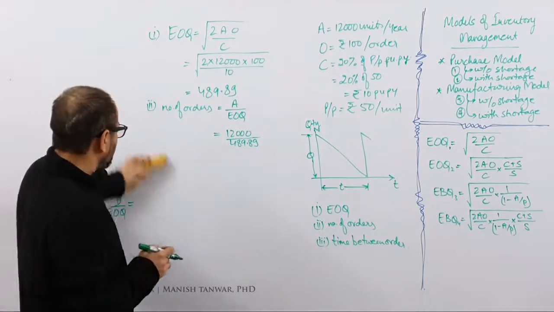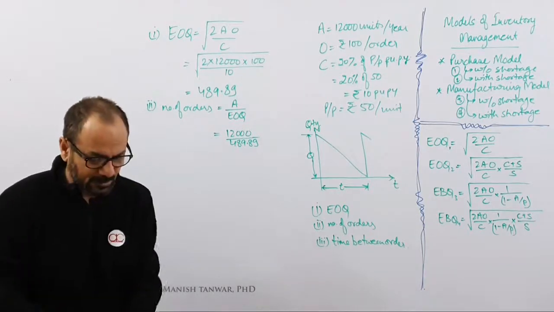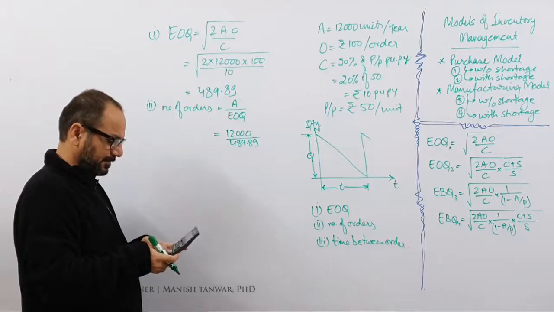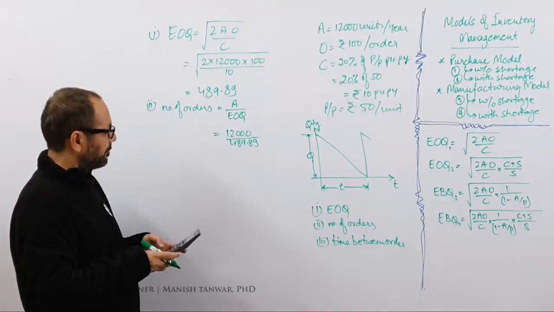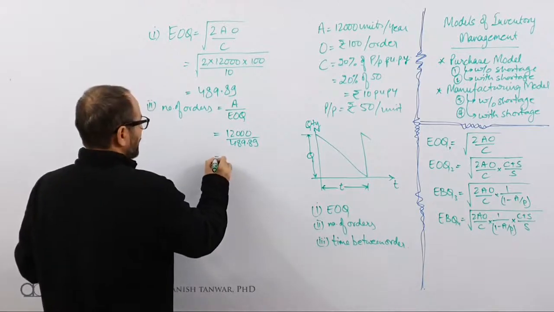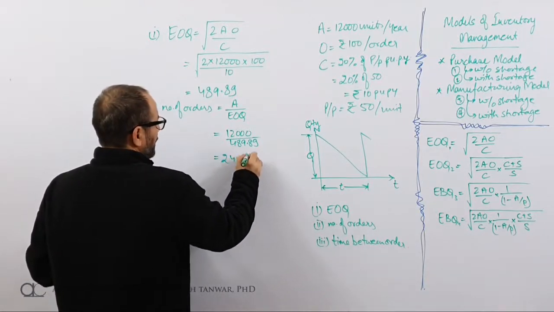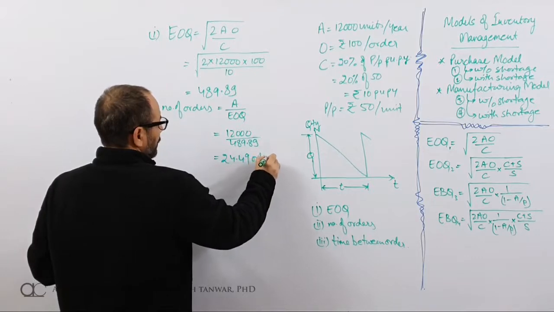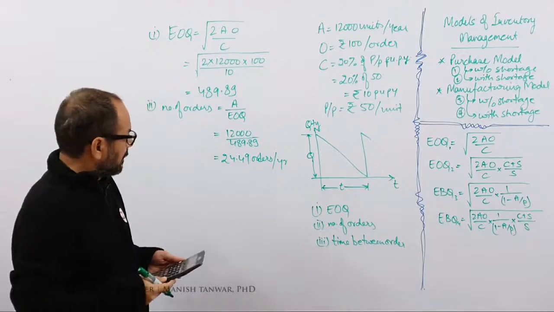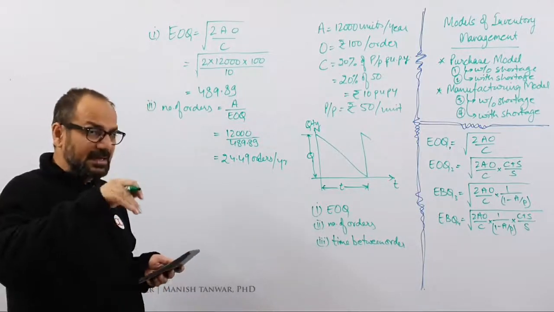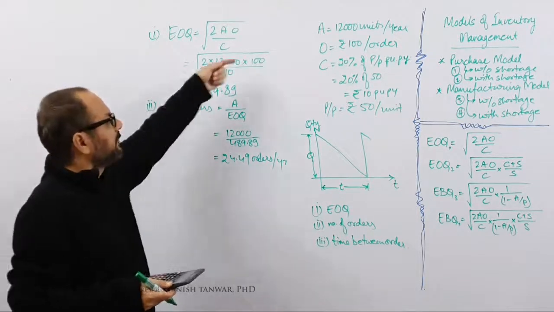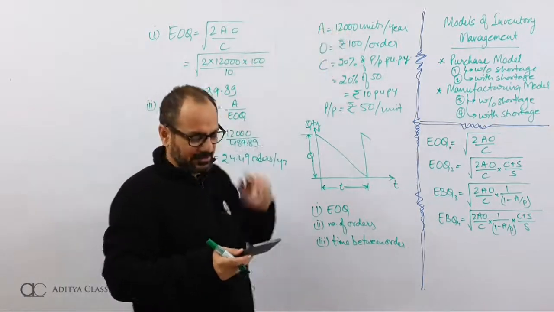So number of orders is A upon EOQ. In this case it becomes 12,000 divided by 489.89. It becomes 24.49 orders per year. I'll have to send 24.49 orders in a year so that I can have my 12,000 units which I require to sell. The demand is 12,000 units.